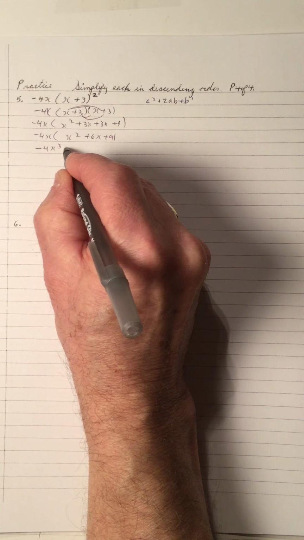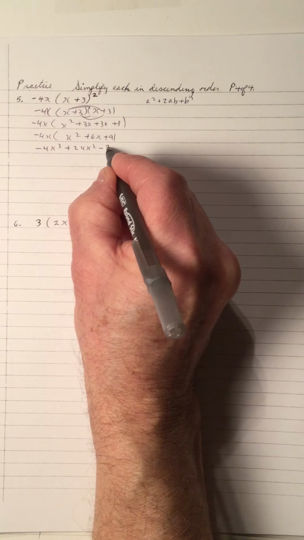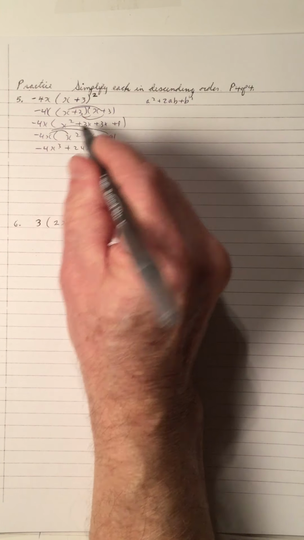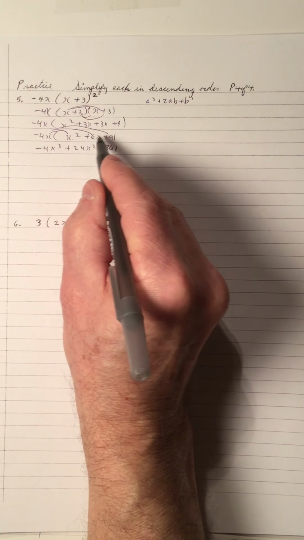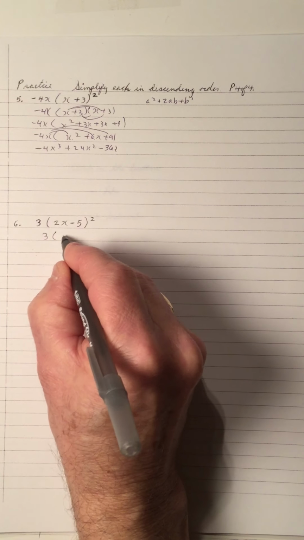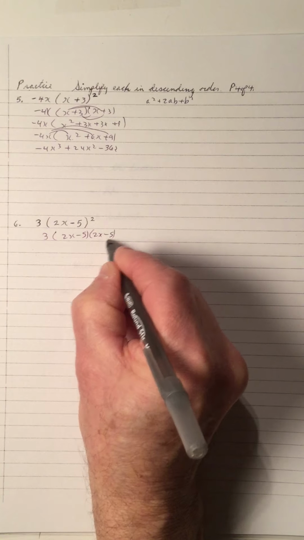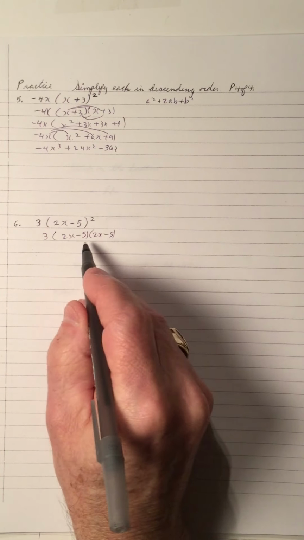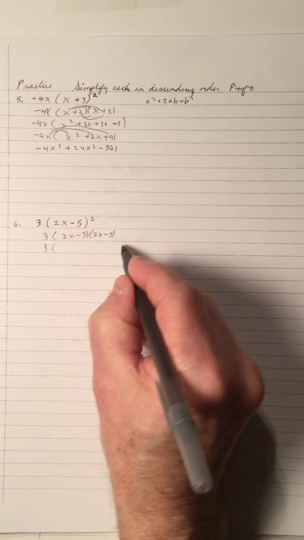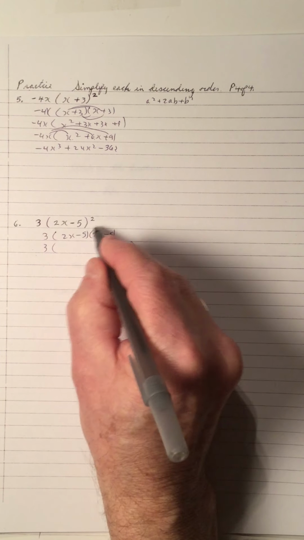4x cubed plus 24x squared minus 36x. 4x times that. So negative 4x times this one, then this one, then this one. Done. And number 6, write it down twice if you want. Or if you want to use the pattern. But I prefer to write it. I keep the pattern in mind and use it when I have to. But I prefer to do the FOIL. Write it down twice when you square.